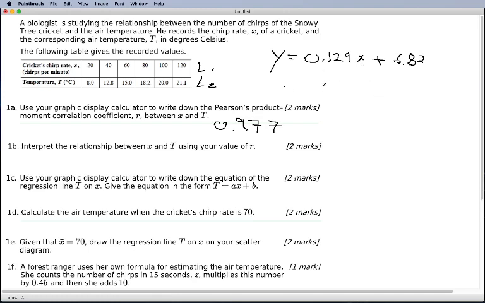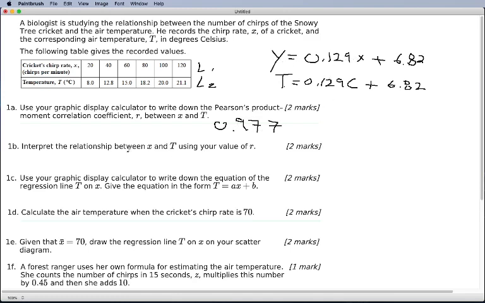So we could really rewrite this so that these letters are more linked with what we have here. For example, instead of y, we could have temperature is equal to 0.129, instead of x, we can call this c as in chirp, plus 6.82. So we can change this equation if we want to. The letters don't matter. It's just the calculator outputs it as x and y.